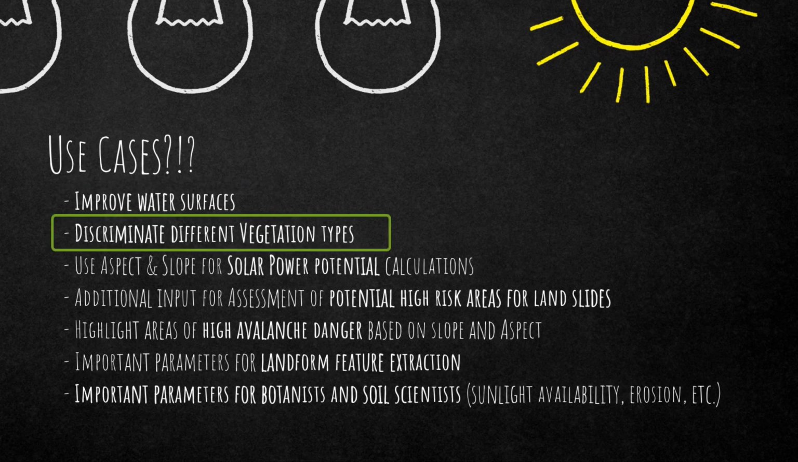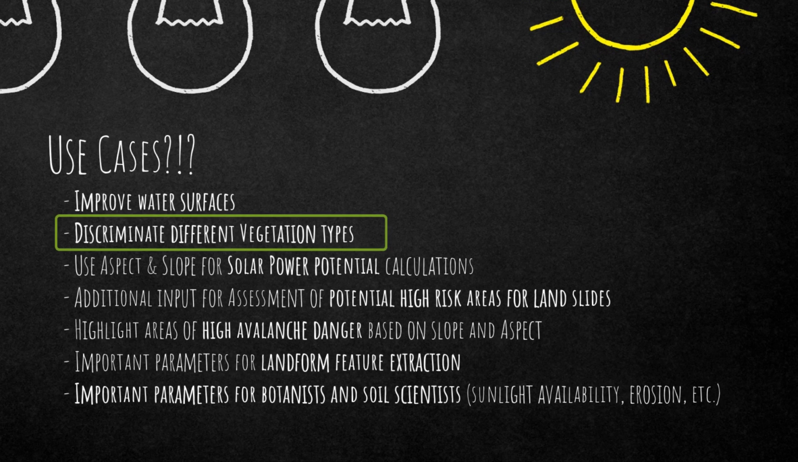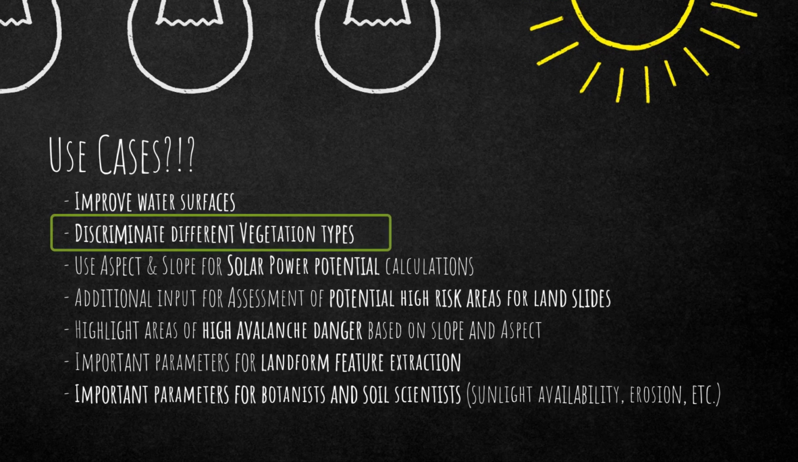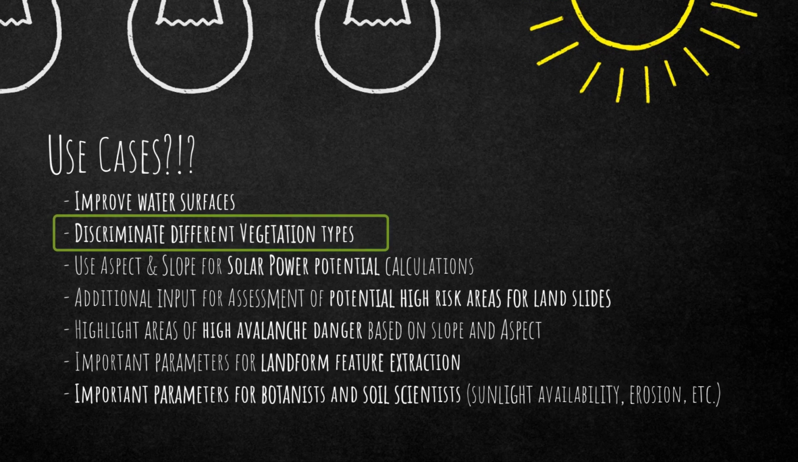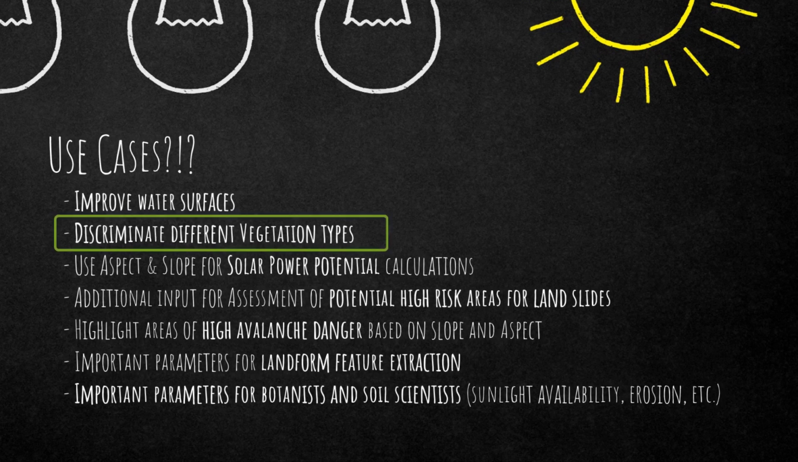Then discriminate different vegetation types. They might have differences in slope. I'm thinking about a homogeneous field compared to a forest. A forest has some variation in elevation, and if you compute the slope, you can compute the standard deviation of the slope and then discriminate those vegetation types easily.